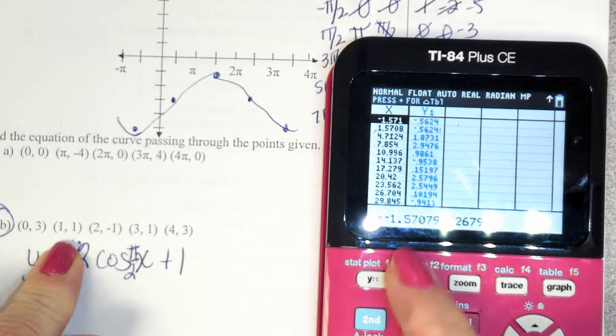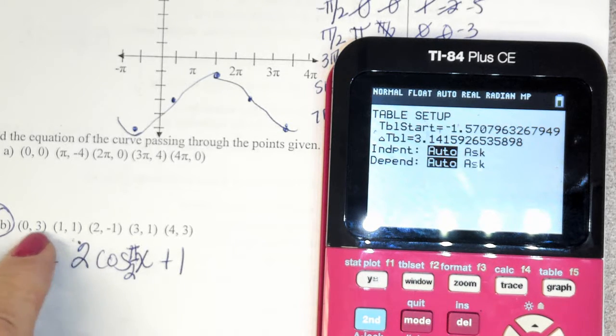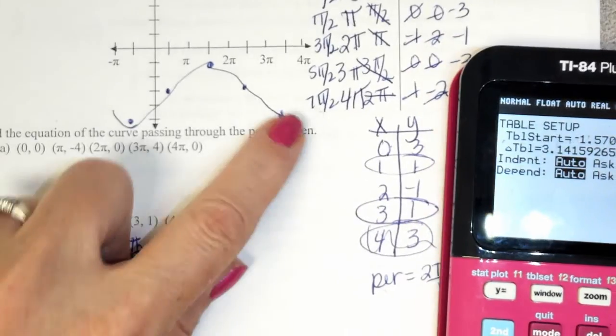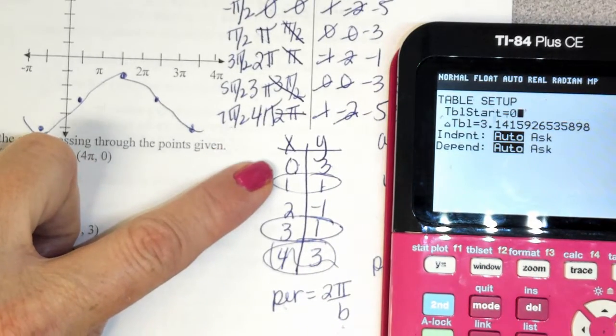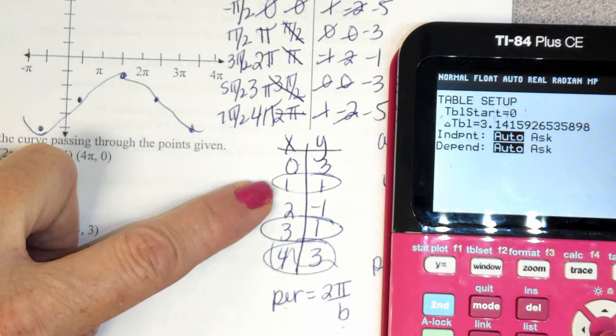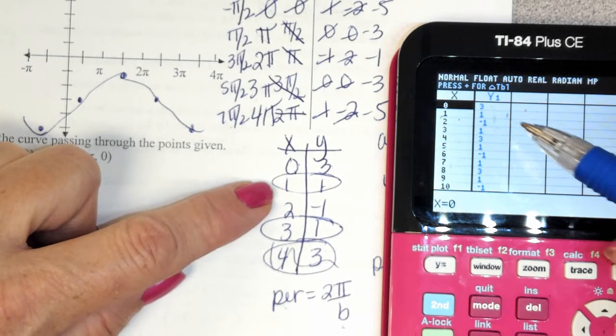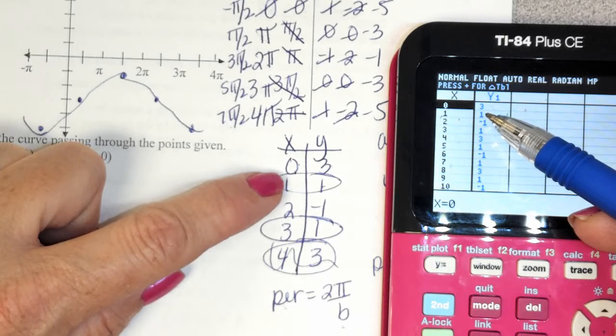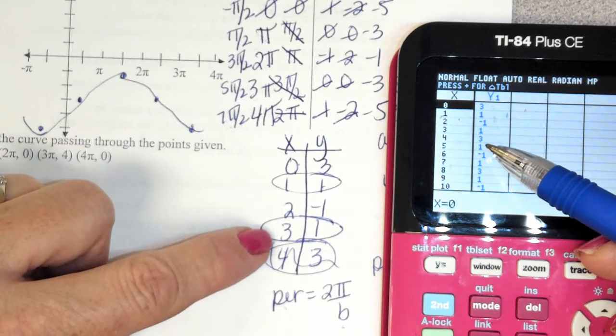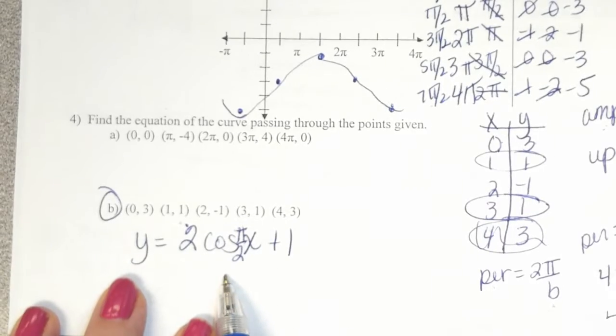Set up the table. I got to set it up. Where's this table starting? What's my first x? 0. How much am I going up by? 1. Now look back at the table. If this is the correct function, I should see those points. And I do. So I know that I got that equation correct.